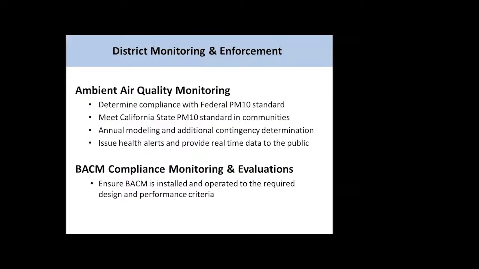The district's activities are really separated into two main components. That is ambient air quality monitoring, the primary purpose of which is to determine compliance with the federal PM10 standard. There's also the goal to meet the California ambient air quality standard for PM10 in communities within the Owens Valley PM10 planning area. And with that ambient air quality monitoring, the district also does an annual modeling with CalPUFF that's used in an evaluation of monitored and modeled exceedances for contingency determination for additional control areas. A tertiary part of our ambient air quality monitoring is to issue health alerts and provide real-time data to the public.